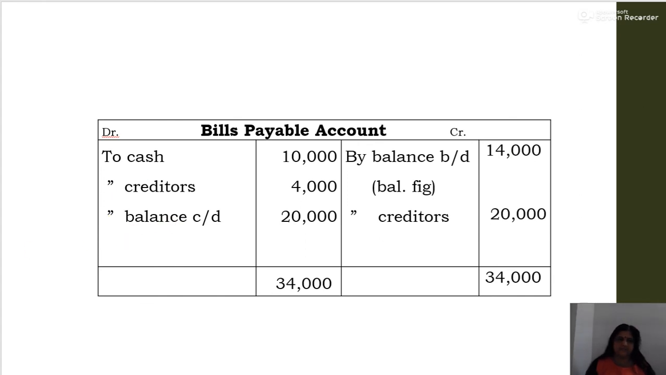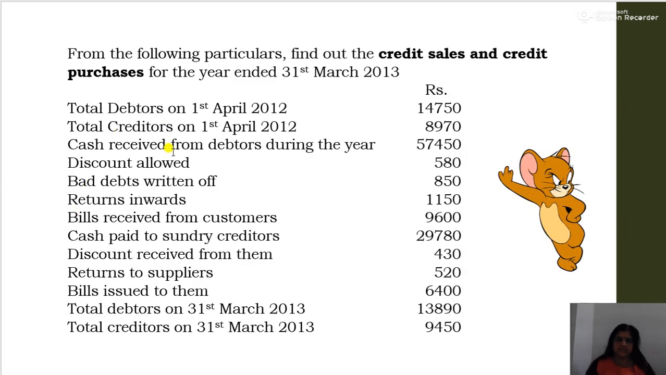Now we will discuss the other question, you can do it as homework. Now from the following particulars, find out the credit sales and credit purchases for the year ended 31st March 2013. Okay. Now here these were the informations given, that is total debtors account and total creditors account as on 1st April 2012, which means opening balance of total debtors account and total creditors account. So this is the opening balance. This debtors account will be having a debit balance and the creditors account will be having a credit balance.